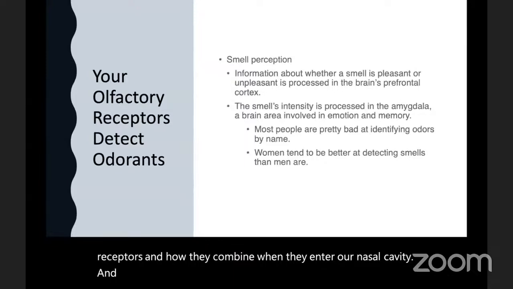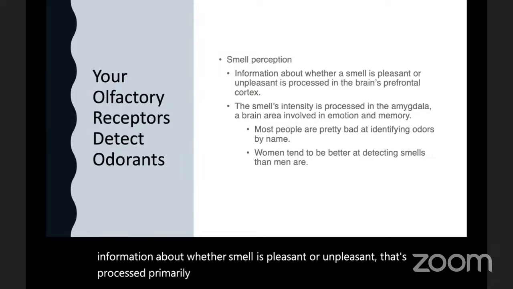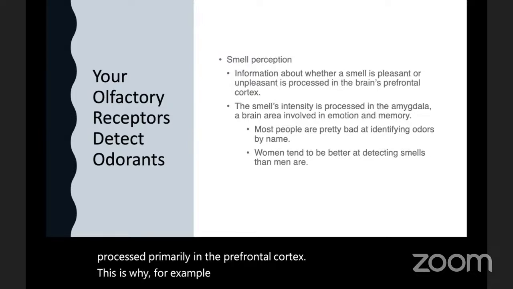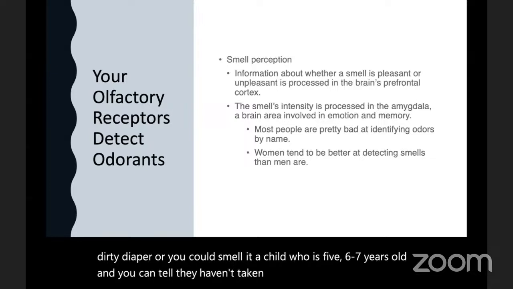And some of the dealing with perception, we know that information about whether a smell is pleasant or unpleasant is processed primarily in the prefrontal cortex. This is why, for example, in infancy and through childhood, you smell a child and they either have a dirty diaper, or you could smell a child who is 5, 6, 7 years old, and you can tell they haven't taken their bath in a long time.